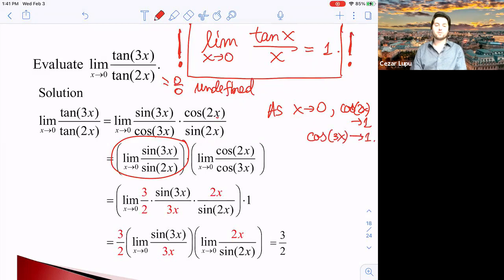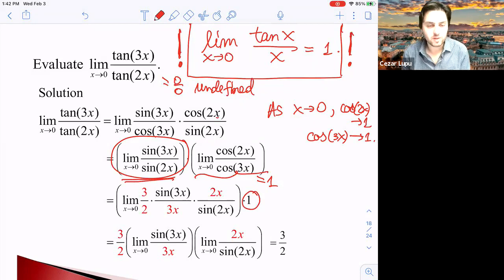Right, so they're both 1. So at the end of the day, we'll just rely on the fact that this will be 1 here. So it's 1 over 1, which is 1. You see it here. So the only thing we need to compute is this limit here, that is the limit as x approaches 0 of sine of 3x over sine of 2x.